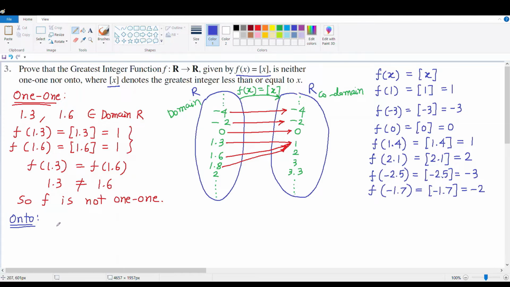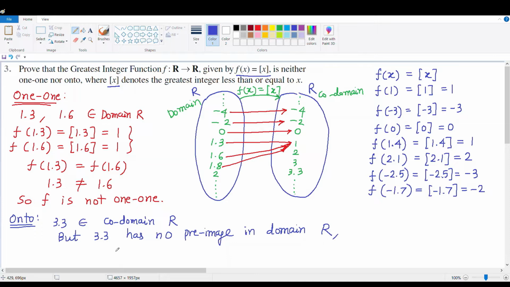Okay, so 3.3 belongs to codomain R, but 3.3 has no pre-image in domain R. So f is not onto. So the function f is not onto.